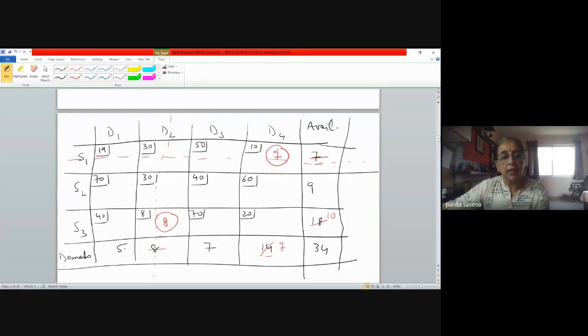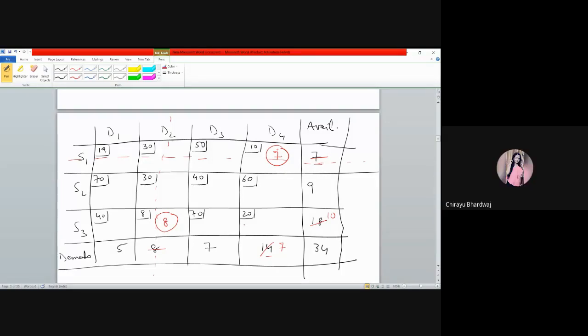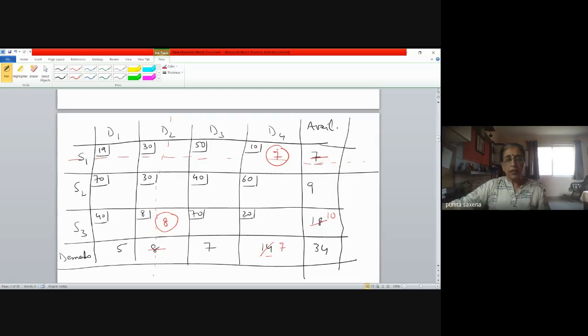Is this clear? Okay. Now, from the remaining, which is the next minimum cost? S3D4, the cost with 20, right? So we come here. Now it has to be the minimum of whatever is left out. So it has to be the minimum of 10 and 7. So we allocate 7 here. This gets exhausted and this still has 3 more units to be supplied. So what has exhausted? The column. So we strike off this column.